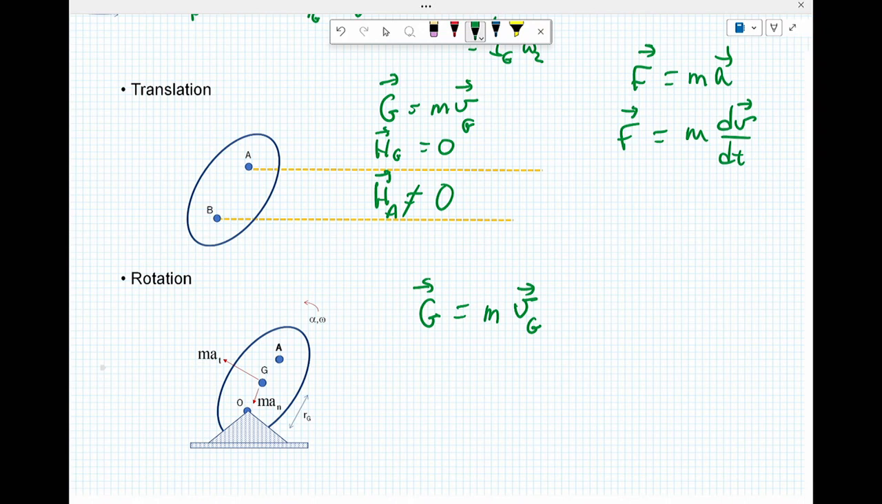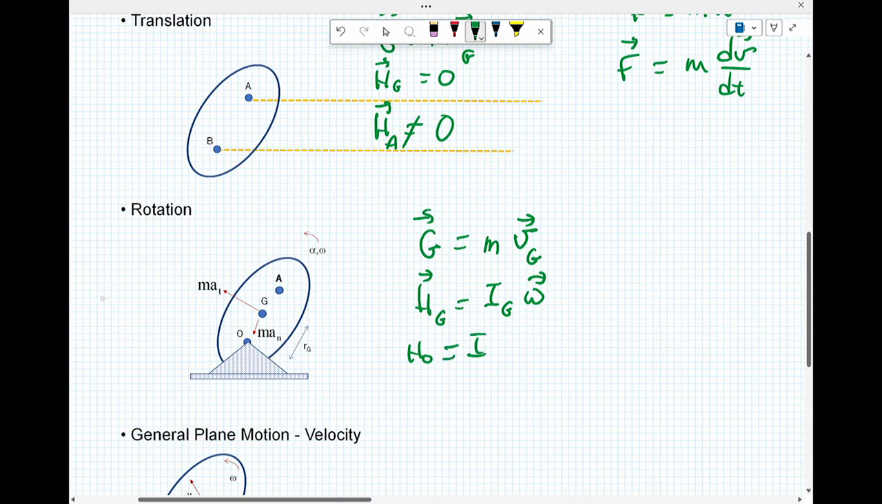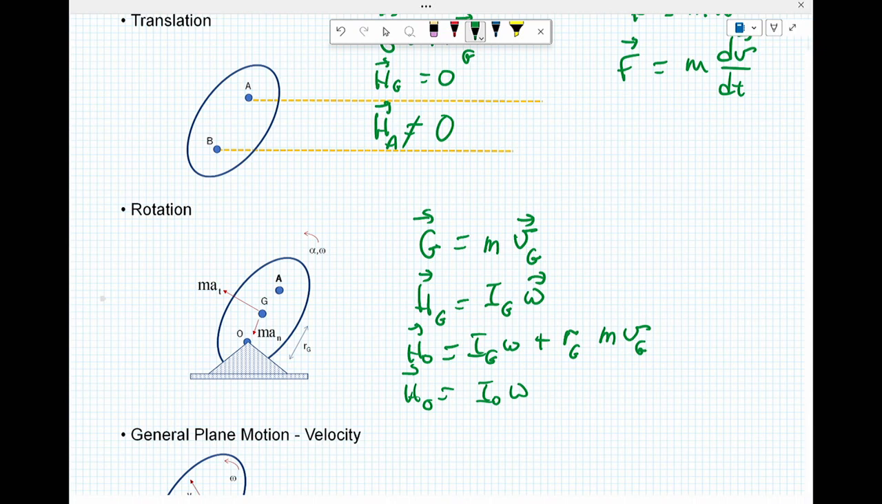For fixed point rotation, I have an object and I have pinned it at a point. And when I pin it at that point, I can look at either point G or point O or point A. But here we have moment, mass times acceleration normal, mass times acceleration tangential. And if we do everything the way we should, we get H G, and we get H O is equal to I G omega plus r G m vG, which you can make a substitution for, and at this point you're very used to this, I O omega. So you recognize at this point that the second to last equation is equal to a parallel axis theorem.